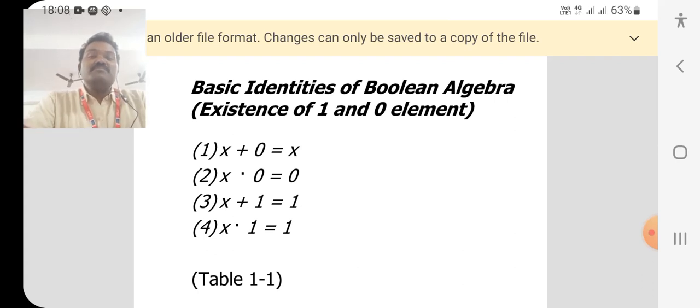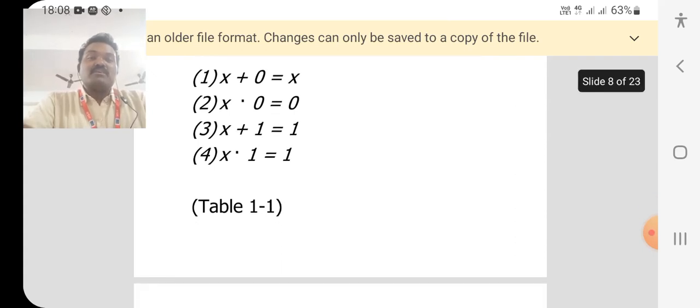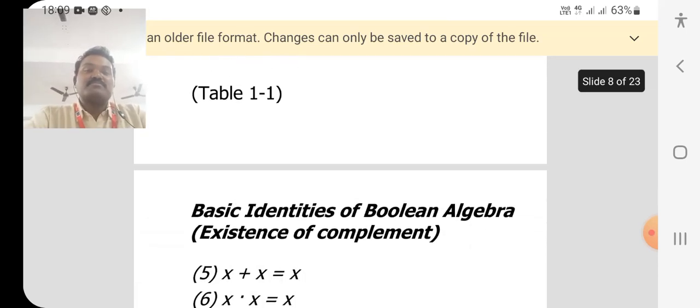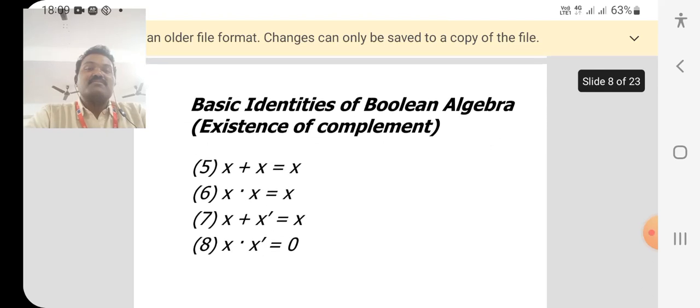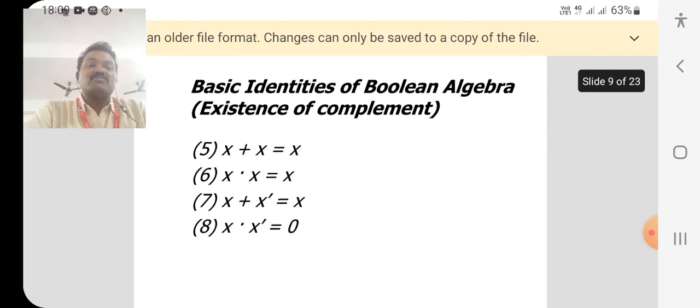Then fourth law, x dot 1 is equal to x. In this particular variable, I am giving either 0 or 1. 0 dot 1 is equal to 0 and 1 dot 1 is equal to 1. Then fifth law, x plus x equal to x.